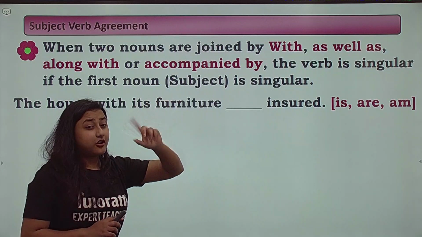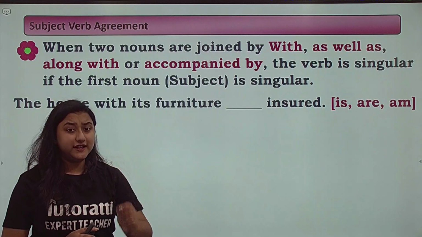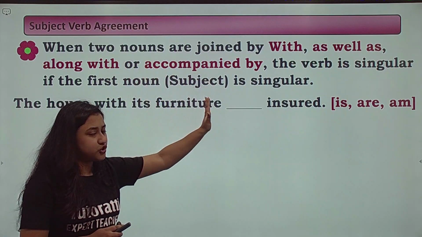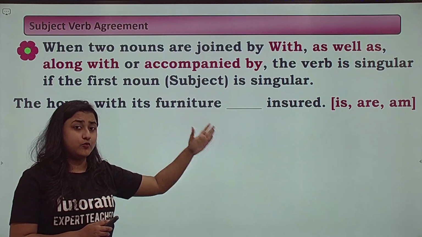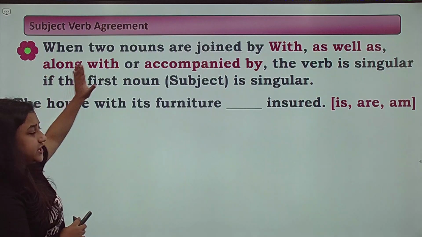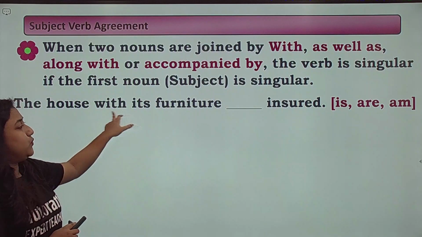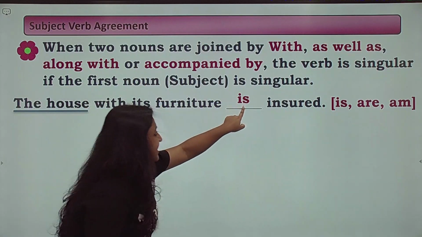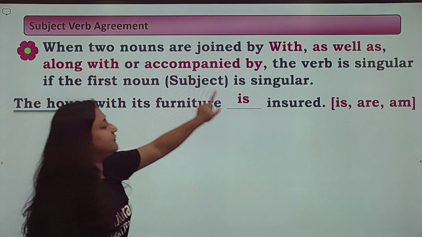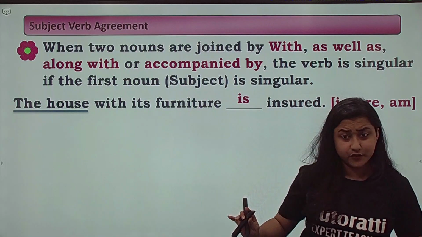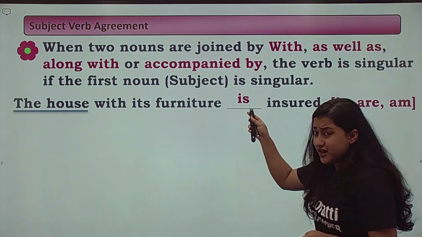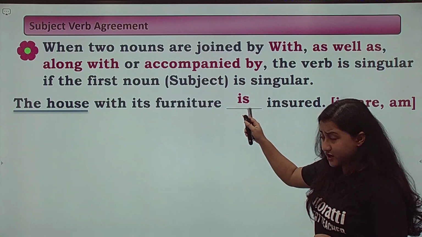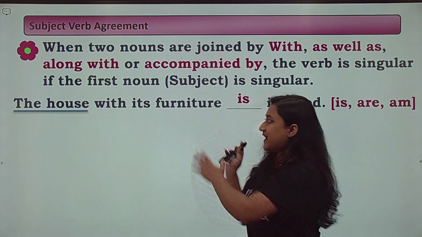You remember the rule of either or and neither nor? What did I tell you, students? In case of either or and neither nor, what happens? The verb agrees with the nearest noun. You forget about the first noun, right? Second noun जो है उसी के साथ agree करता है. But for this one, whenever two nouns, which are the two nouns here? House, furniture. These two are joined by with, right? So the verb will agree with the first noun. House, it's singular. So the verb also is singular. Please do not confuse. In case of either or and neither nor, the verb will agree with the nearest noun. In case of with, as well as, along with, and accompanied by, the verb will agree with the first noun. Second noun हमको देखना नहीं है.